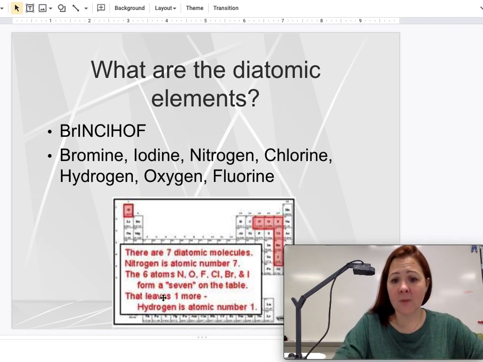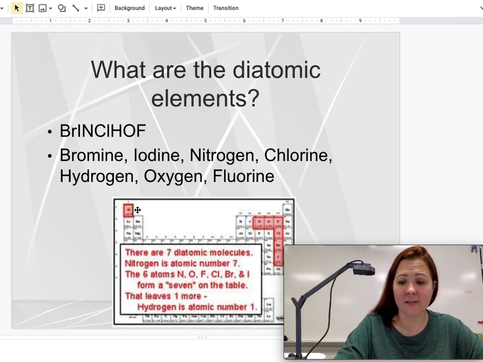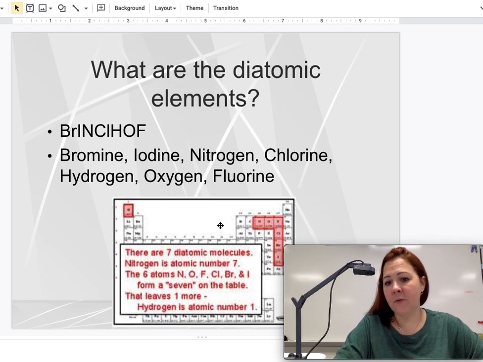This little diagram down here, some people like to remember it this way instead of Brinkelhoff, but you have nitrogen, oxygen, fluorine, chlorine, bromine, iodine. That makes a number 7, but that's only 6 elements, so one more is hydrogen. I don't know if that's helpful or not, but they are all found right here on the periodic table with your Brinkelhoff, and then hydrogen is one as well.